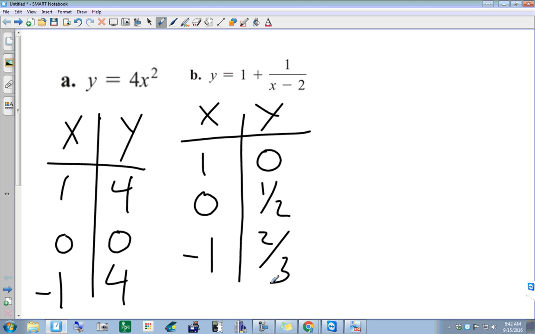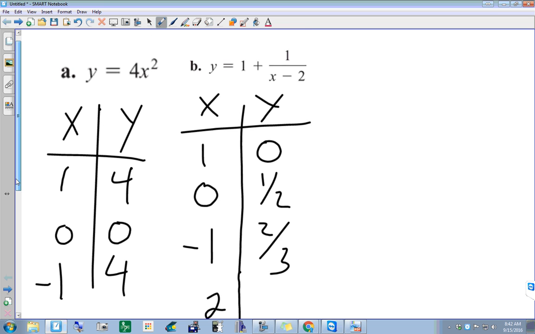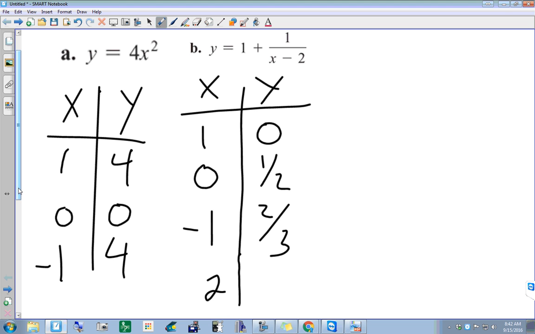What happens if I put this value in? I put in 2. What's 2 minus 2? And division by 0 is? Come on, I had you guys mostly trained for this 2 years ago. Division by 0 is? I hear a little undefined. Division by 0 is undefined. You got to say it with gusto.